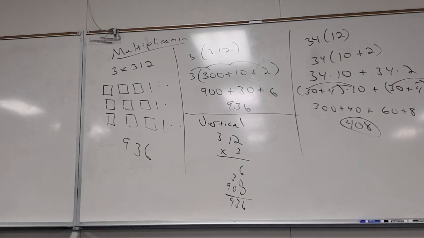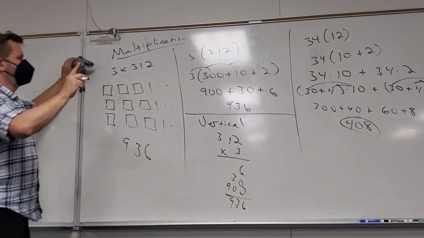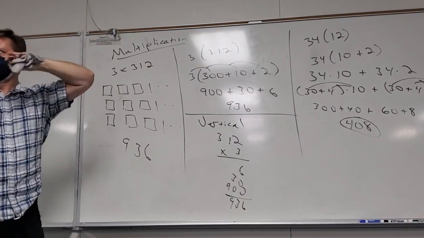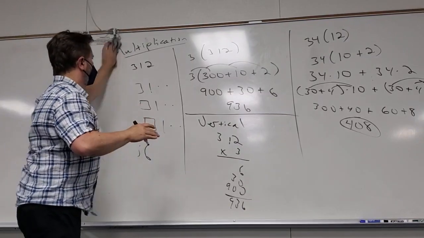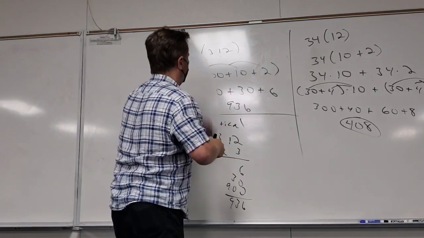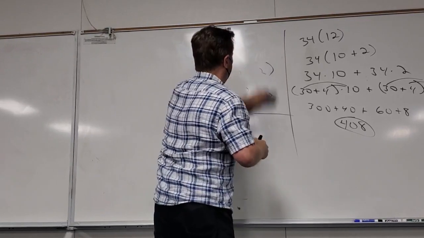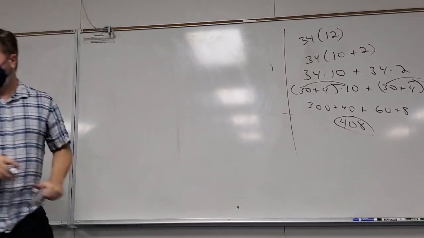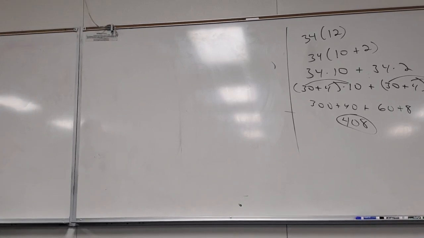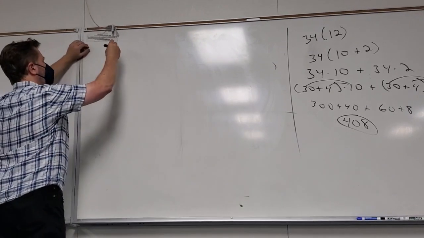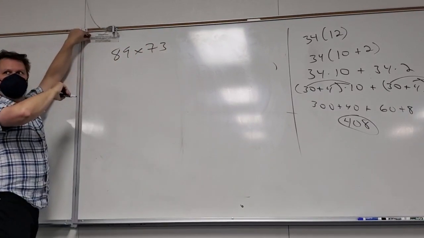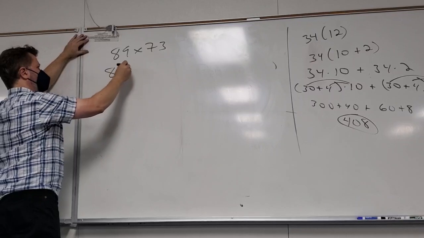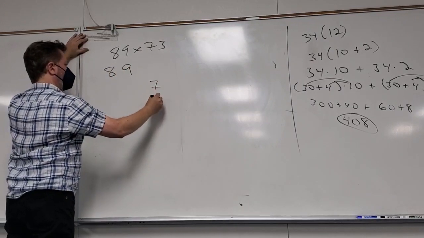I'm going to show you this. Do you remember the lattice method? There's a lattice method for multiplication. Let's do something more interesting. Let's do 89 times 73. So what you do, put 89, you put 73.